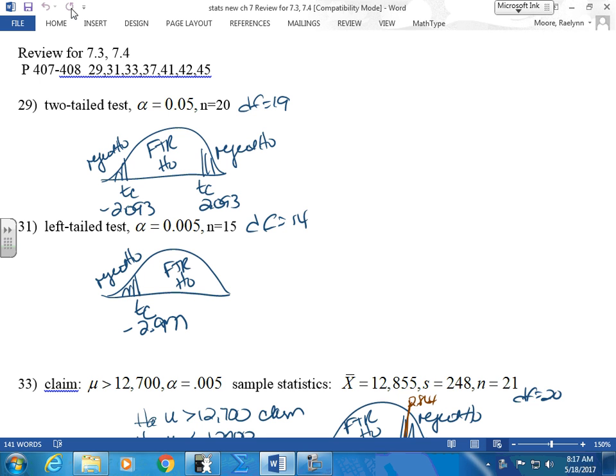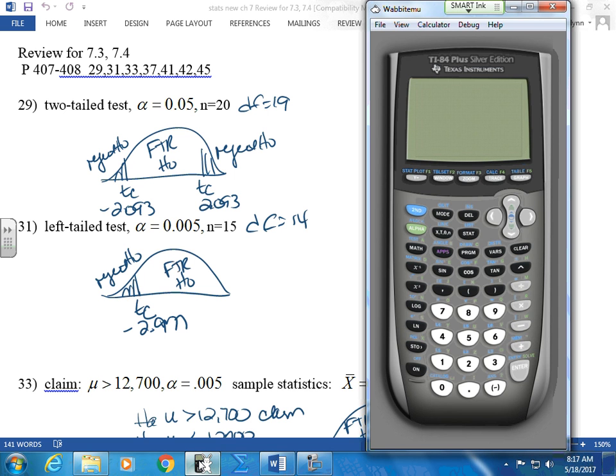Come down, go to two-tailed across the top. You don't have to divide anything in half, just find the 0.05, and one is positive, one is negative. If you use your inverse t, which absolutely you can use, it works like your inverse norm. You're going to say 0.05 divided by 2. There's two tails.